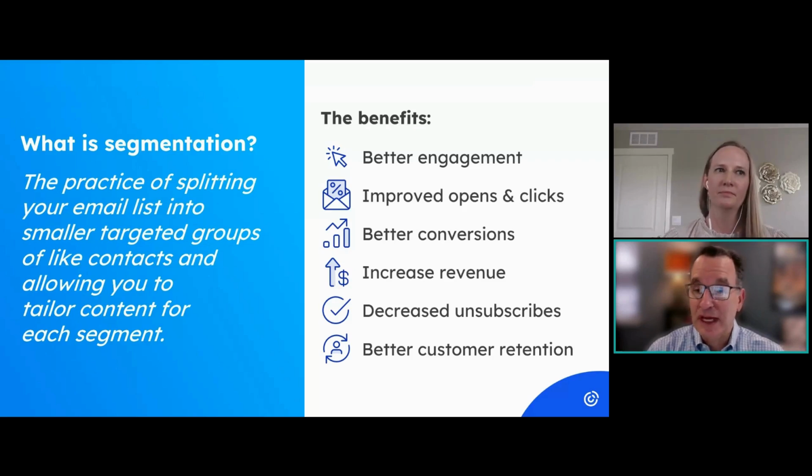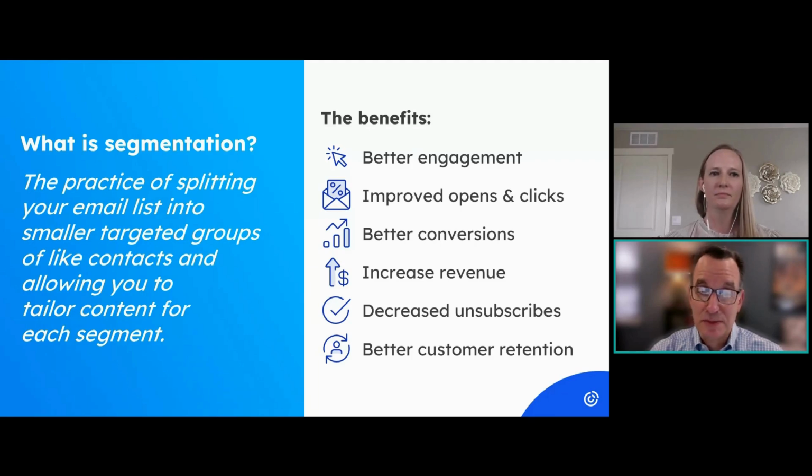The benefit to that, as it shows on the slide, is that you're going to get better engagement. Engagement meaning people are actually reading your emails and are interested in it. That is apparent in the increased opens and clicks on an email. If you are looking to sell something online, you'll get a better conversion, which means increased revenue.